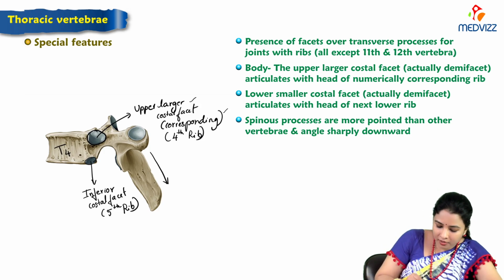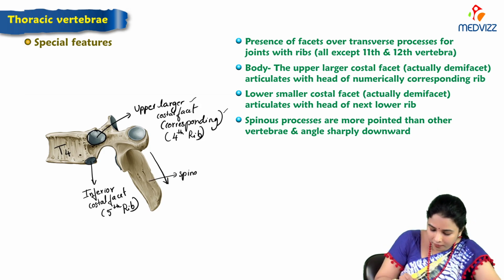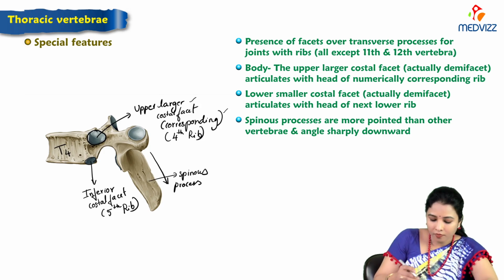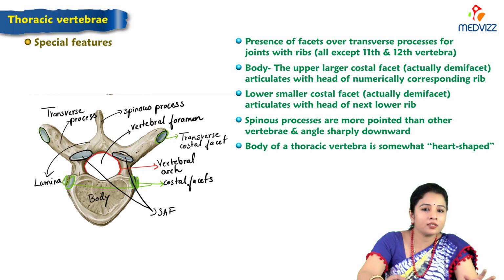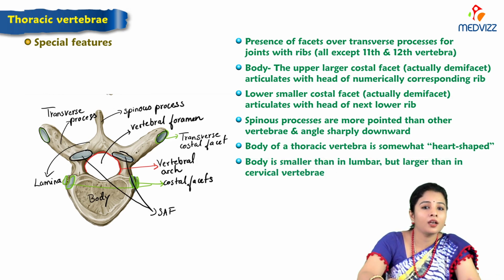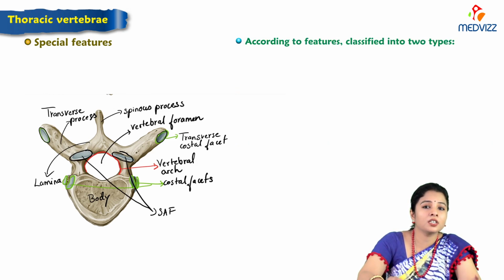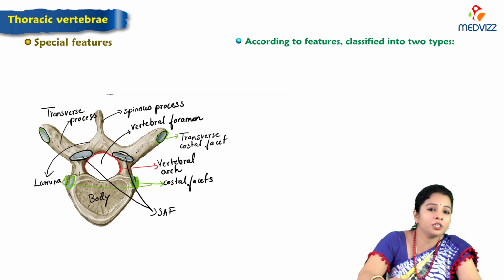So this is the spinous process, which is obliquely downwards. And the body of the thoracic vertebra is somewhat heart shaped, and the body is smaller than the lumbar and larger than the cervical vertebrae. So according to the features, the thoracic vertebrae we can now classify into typical and atypical thoracic vertebrae.